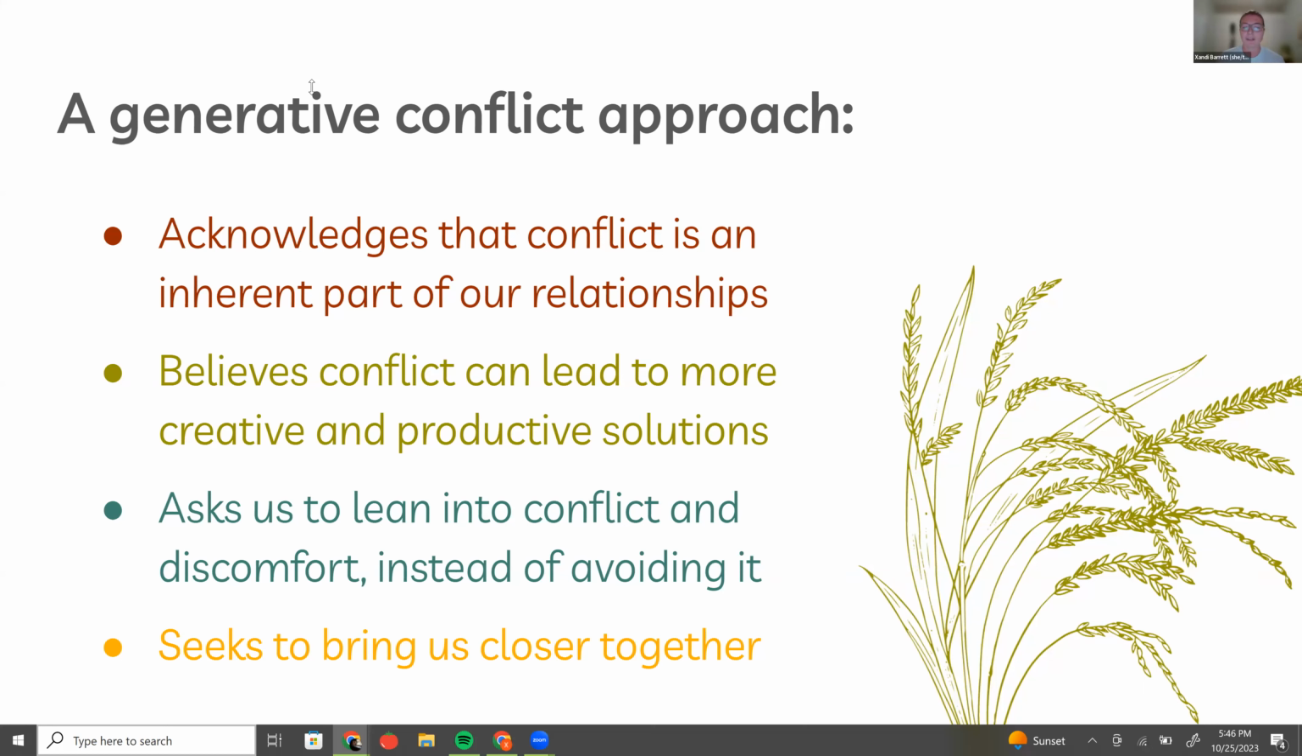It also believes that conflict can lead us to more creative and productive solutions. So if we have 2, 3, 4 minds coming into a space and they're coming from slightly different places, we might come to something more beautiful at the end than if it was just one of us working through it. It also asks us to lean into the conflict and the discomfort that comes with it. So conflict is not usually comfortable. And so we need to really be working on how do we sit in that moment and work together through it. And then the last element of this is that it seeks to bring us closer together. So through working through the hard parts of conflict, we can build up some of that trust that can help us move through some of the other work that we do.